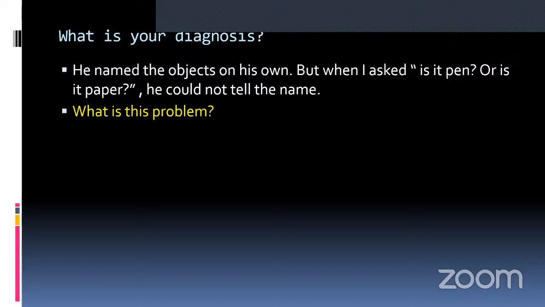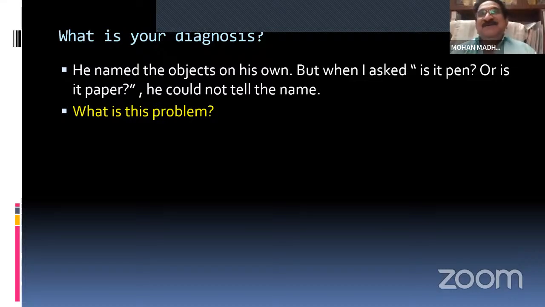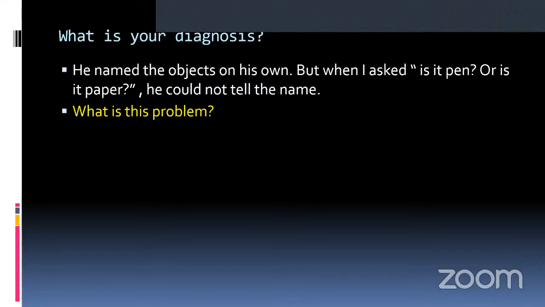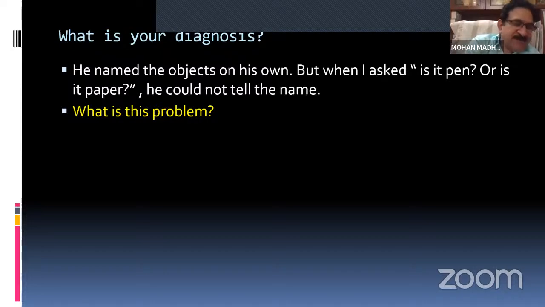Sir, did he touch those objects before answering correctly? No, that will come later on. Visual agnosia, sir. Yeah, what do you say? This could be correct. It could be visual agnosia because he could not recognize; then only he can say the use of the object.